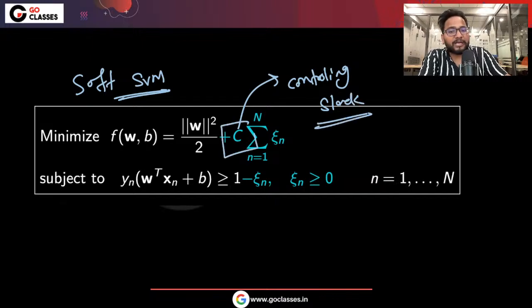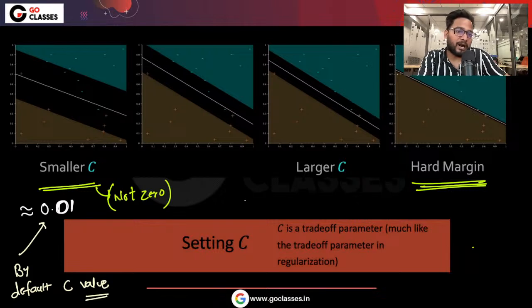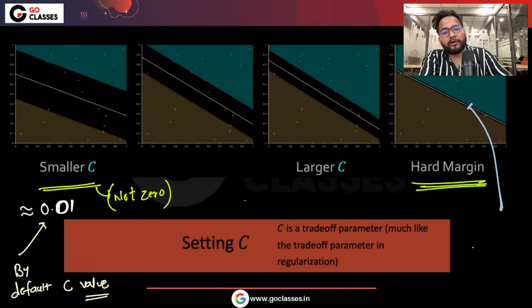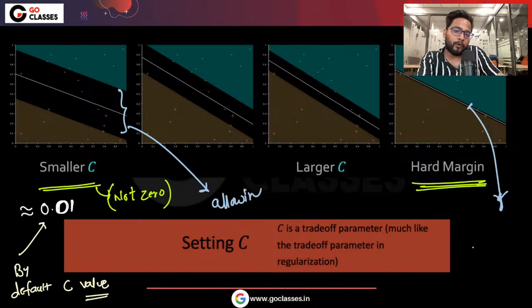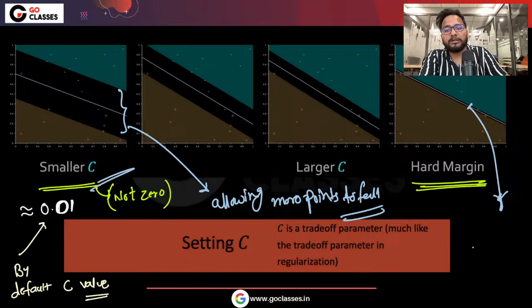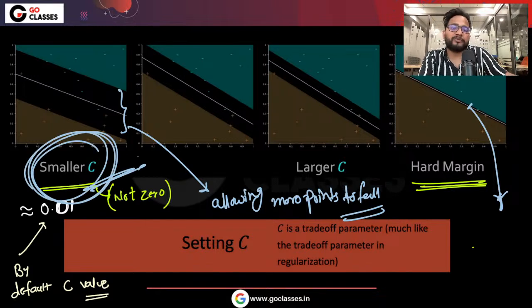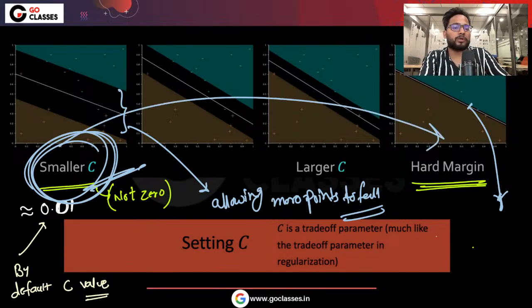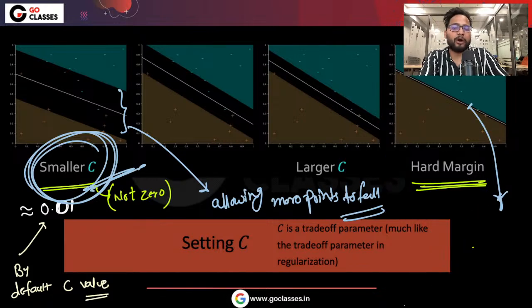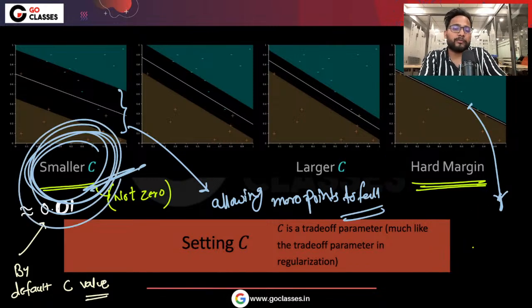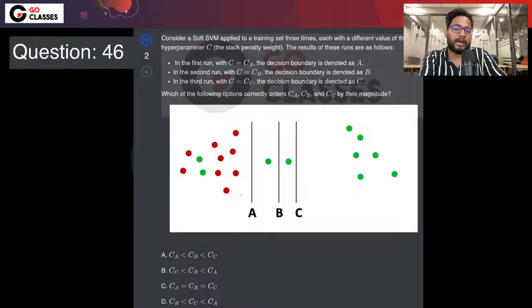If C is large, then we will be tolerating less slack, right? If C is large, then in this margin fewer points will be falling. If C is smaller, then it is allowing more points to fall. So if C is small, then it is actually a favorable case. If C is larger, then it is as good as hard margin, and obviously we don't want to go to the hard margin, because hard margin is separable only. We want to make use of the soft margin, right? We will be allowing some slacks.